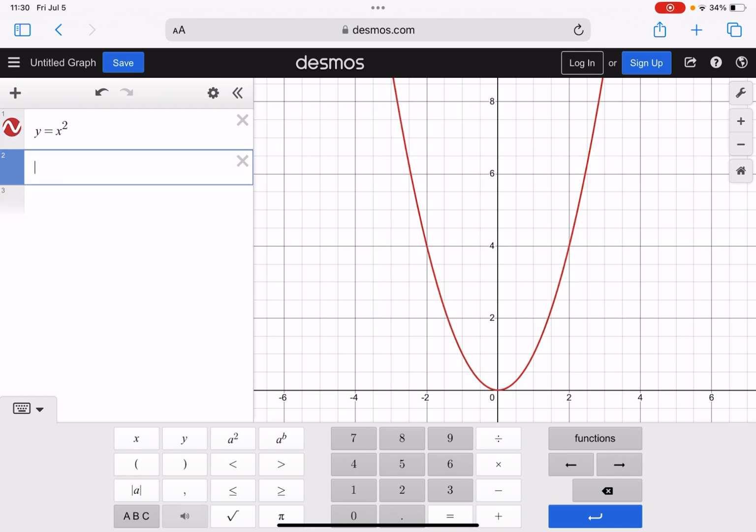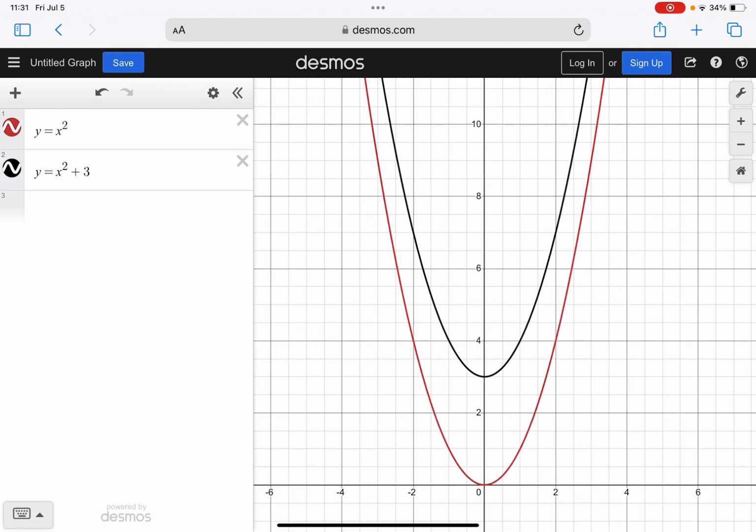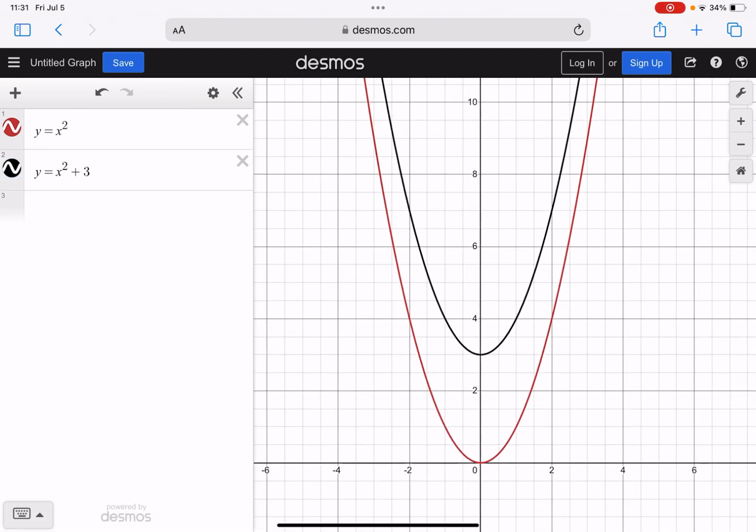Your K value is at the very end, so it could look like something like this. Instead of just having x squared, let's say it's x squared plus 3. What you'll notice is it just translated the entire graph upwards on the y-axis by a factor of 3. Your stretch and everything is the same if you don't change the A value. It's just moving it up and down. So your new vertex would be at (0, 3).